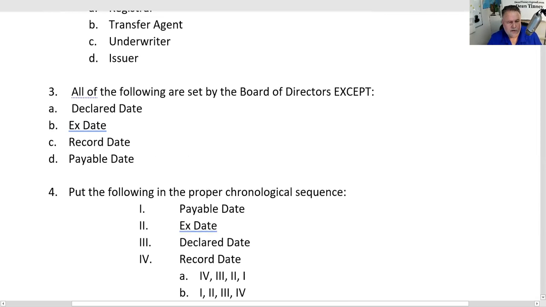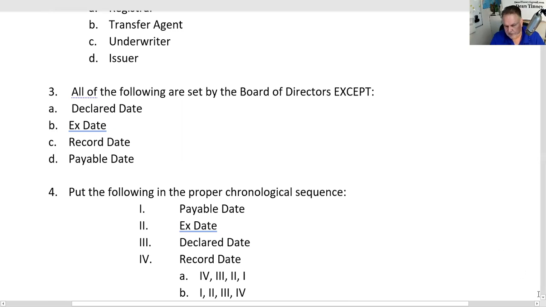Number 3, all the following are set by the board of directors except. It's the ex date. This is very much a test question. B as in boy. What are some other questions? I've got them here all in a row for you, but the ex date. When is the ex date? 1 business day prior to record. What is the ex date? It's a function of the Uniform Practice Code. It's the first date on which the stock no longer trades with the dividend attached. And so the answer here is B.